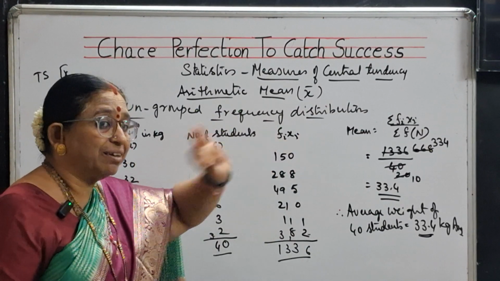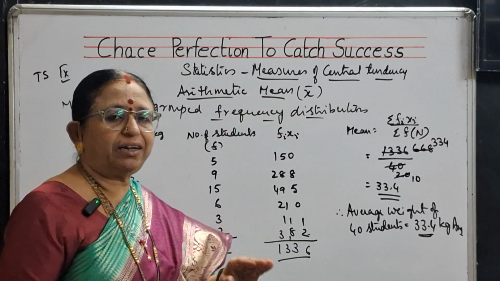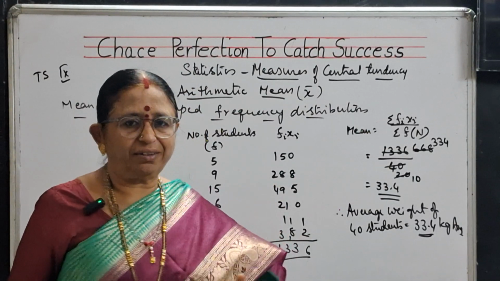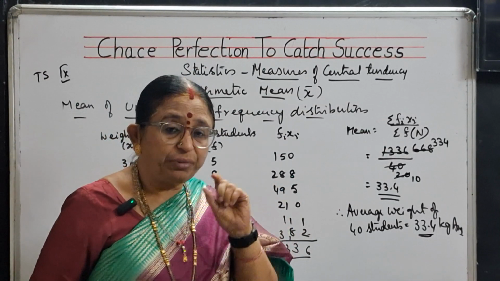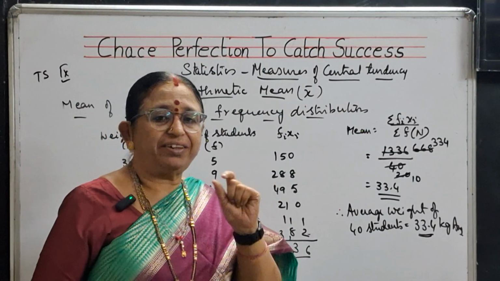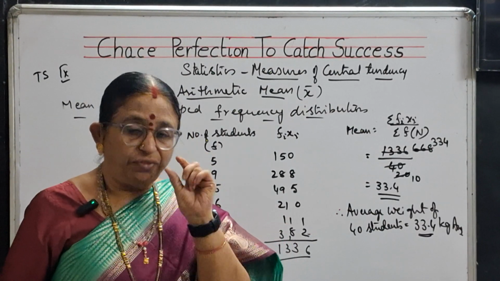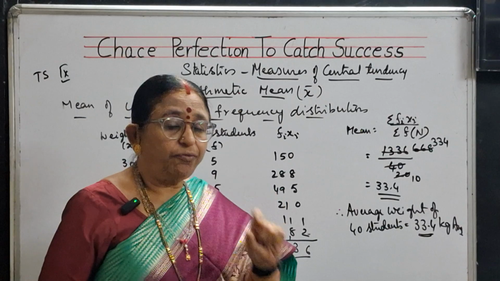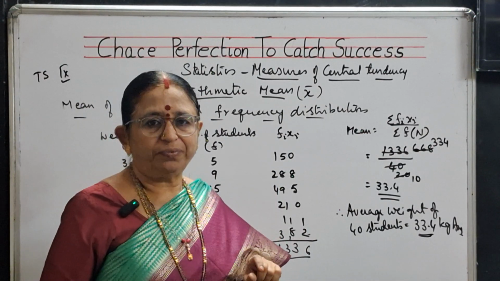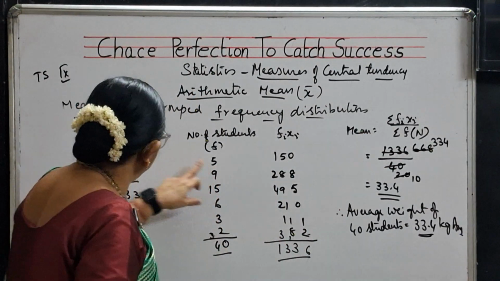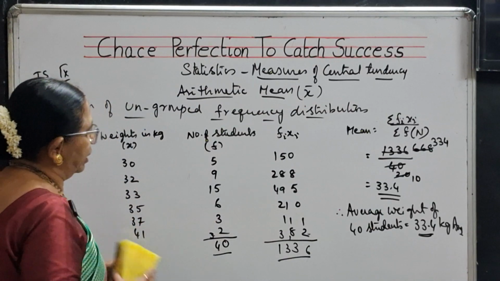i means the concerned class interval, which you will understand when a grouped data is there. The meaning of i is the class interval, that particular class interval. fi means the value of the frequency of a particular class interval. So this 5 is for this only. 5 cannot be for anything.